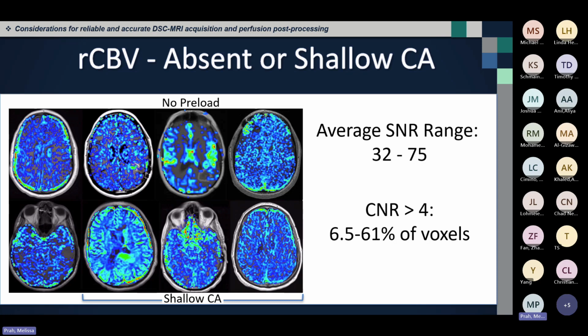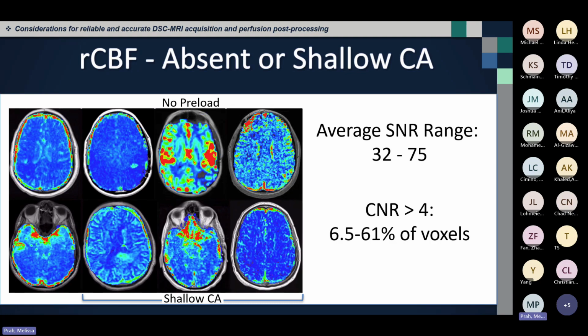However, the contrast to noise ratio is also very low for all data sets, regardless of the reasoning of the contrast agent being shallow or absent. And if you recall, for correctly acquired DSC, all the acquisitions had at least 84% of the voxels contained good CNR.